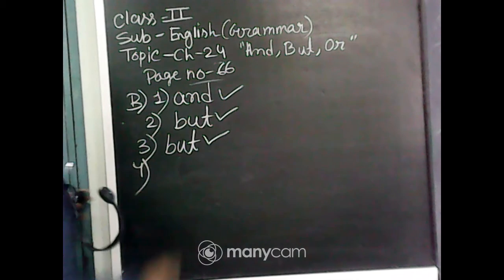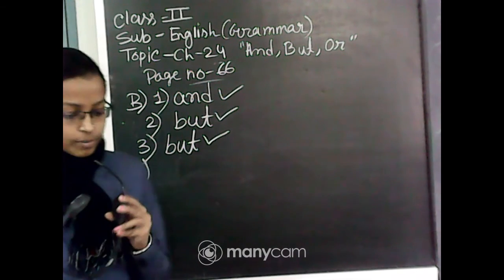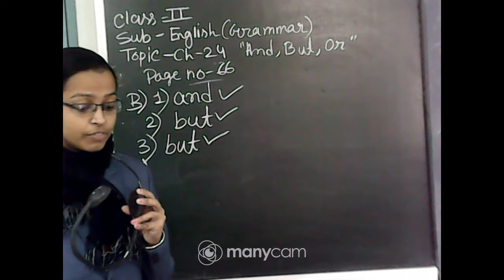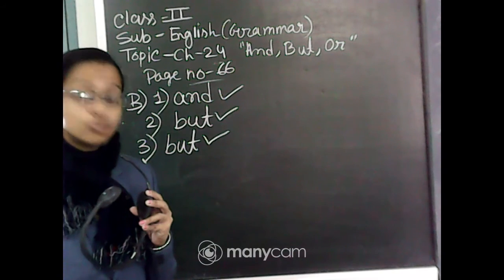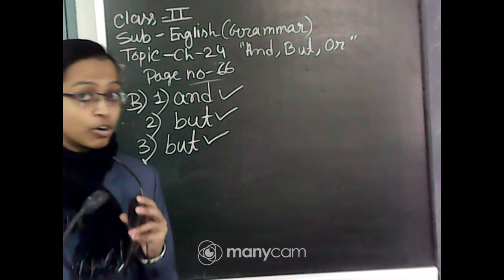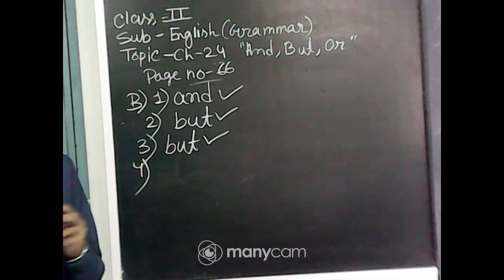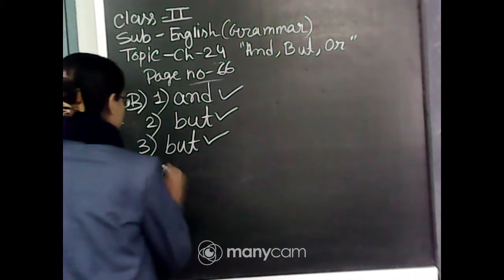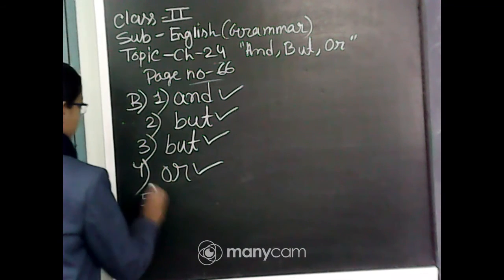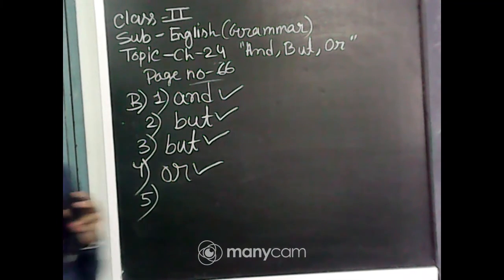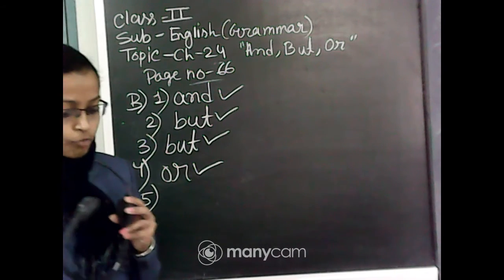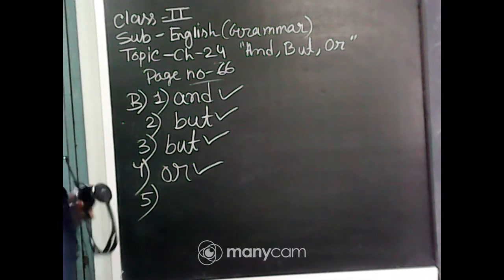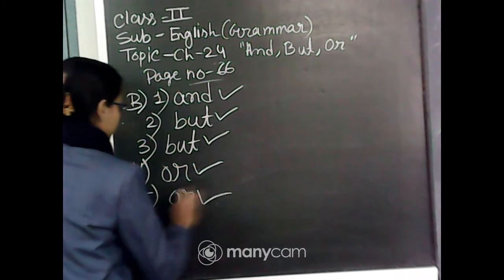But. Correct. Number 4. Is Geeta in class 1 or class 2? It will be or. It is saying to choose between two words, class 1 or class 2. It will be or. Number 5. Is the jug full of water or is the jug empty? Yes, again it will be or. Correct.